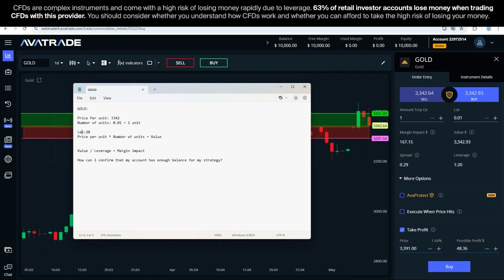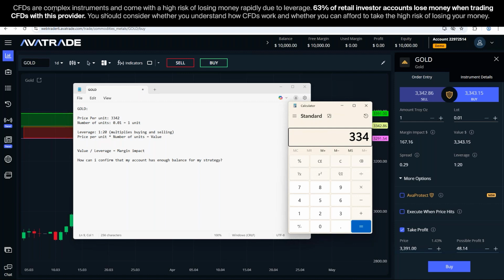Okay, so what is the leverage doing? The leverage multiplies buying and selling. In this case, because we're multiplied by 20, that means that I can basically look at the value and I'll need 5% of the value as my margin impact. But an easier method to know that is just to divide the value by the leverage. So we're going to go 3,342 divided by 20, and we've got it right here.